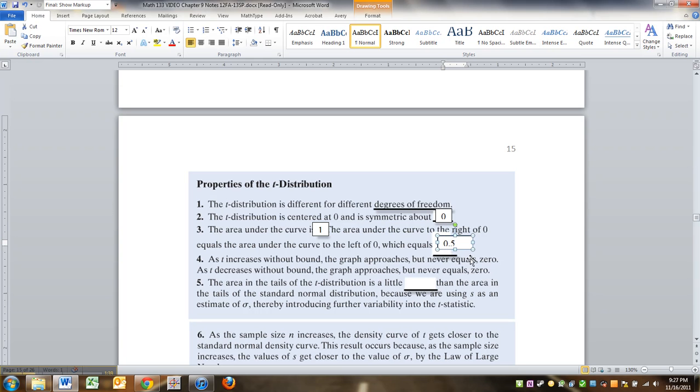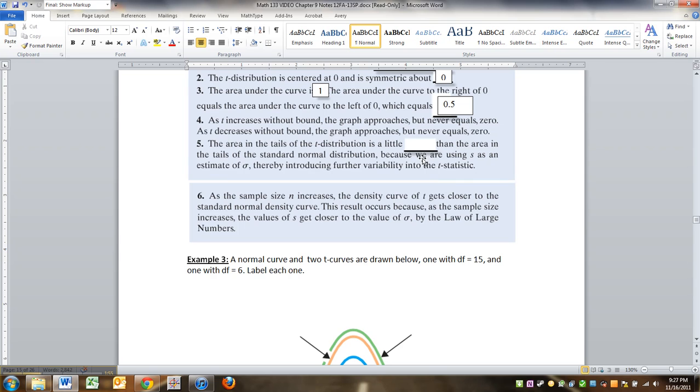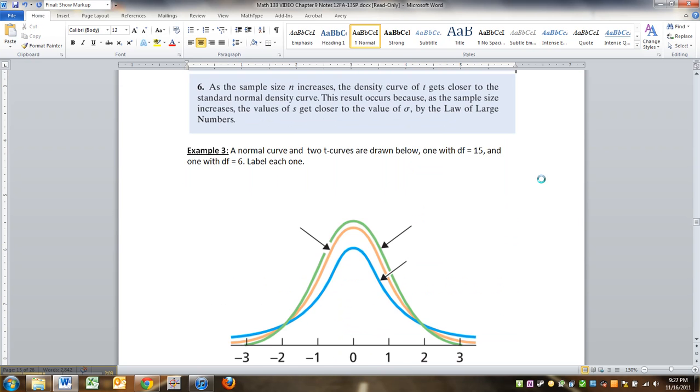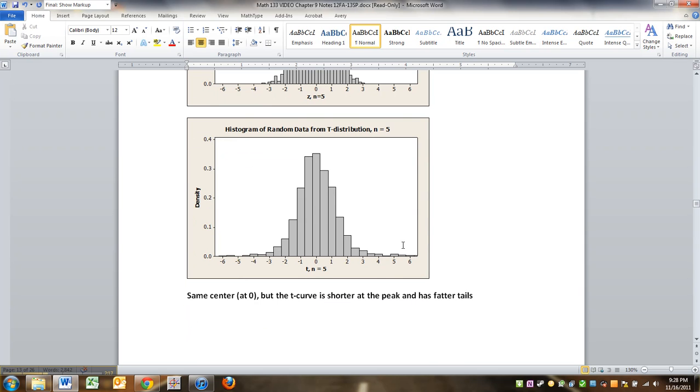All right. As t increases without bound, the graph approaches but never equals 0. That's the whole horizontal asymptote thing. The fact that they get closer and closer to the edges, but they never get there. The area in the tails of the t-distribution is a little bit more than the area in the tails of the standard normal distribution. Okay, and you could see it, let me remind you, right here. That's the standard normal distribution up here. This is the t-distribution down here. Notice the area in the tails is more.